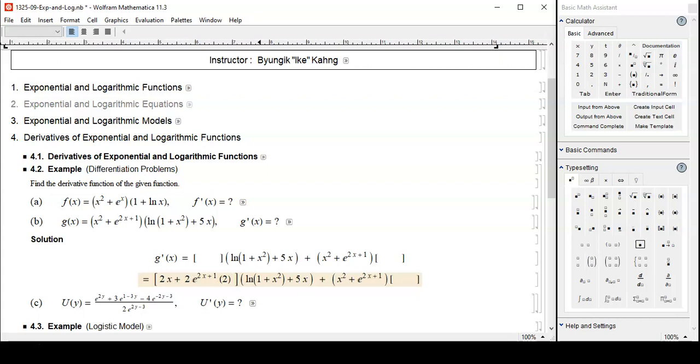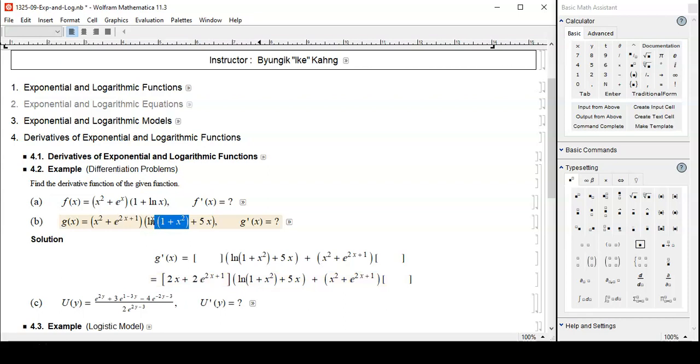So if you rewrite like this, your final answer will look a little bit better. But of course, that kind of modification is not really required for my class.